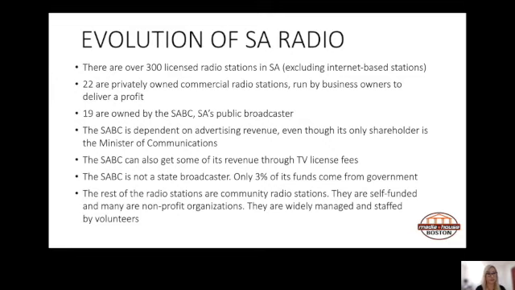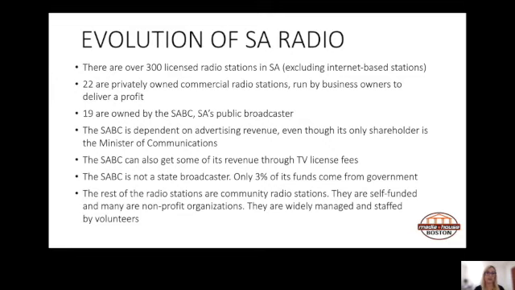When we look at the SABC and where their funding comes from, they are dependent on advertising revenue, even though its only shareholder is the Minister of Communications. The SABC can also get some of its revenue through TV license fees, and a lot of people don't realize that if they pay their TV license, they're actually helping to support not only the SABC television stations, but also all the SABC radio stations. So pay those license fees. But the SABC is not a state broadcaster. As I've said, the only shareholder is the Minister of Communications. Only 3% of its funds comes from the government. The majority of the funds comes from advertising.